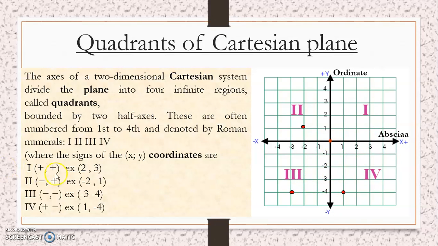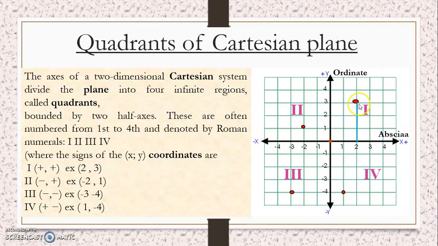Okay, so let's suppose 2 and 3, these numbers are to be marked in the Cartesian plane. So how will we mark the point? 2 is a positive number, and 3 is also a positive number. So that means it will lie in the first quadrant.